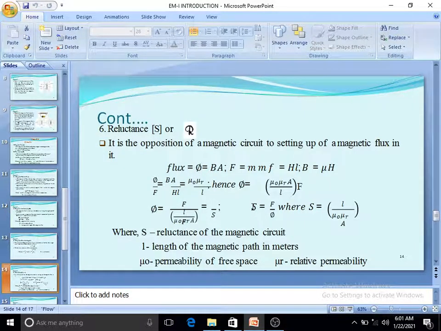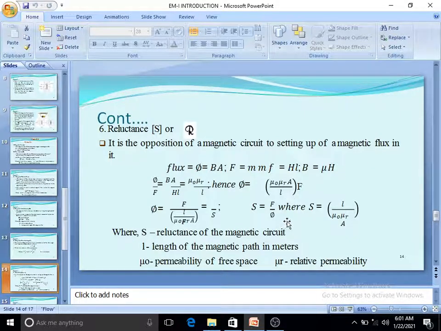Your S is nothing but reluctance. So shall I write now, reluctance is equal to MMF by flux. Reluctance is defined as the ratio between the MMF and flux.